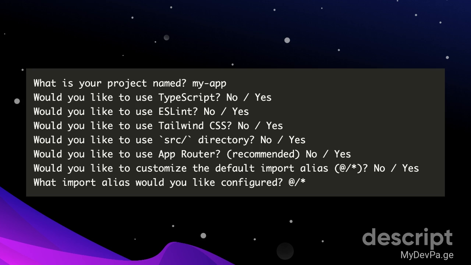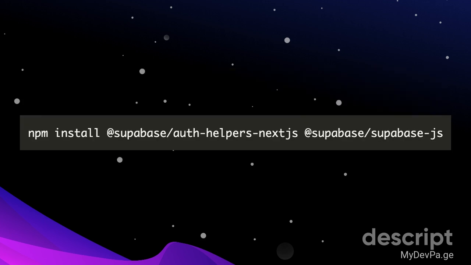You'll get a lot of prompts, just pause and choose what's on the screen. After the prompt, Create Next App will create a folder with your project name and install the required dependencies. Next, we'll install two Supabase libraries, so copy what's on screen.